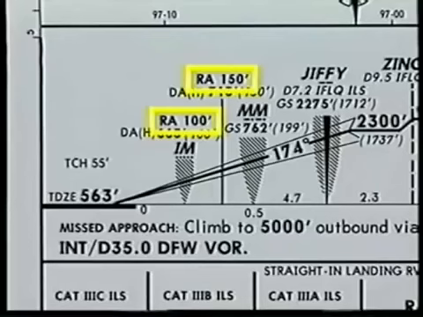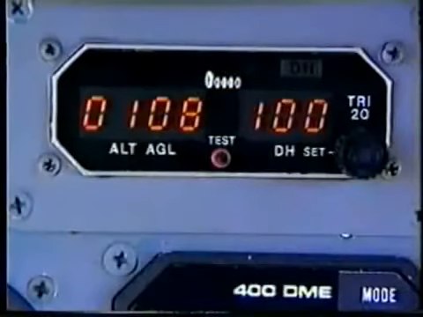The RA entries indicate that the decision height can be determined by radio altimeter. This type of instrument displays the actual height above the ground.